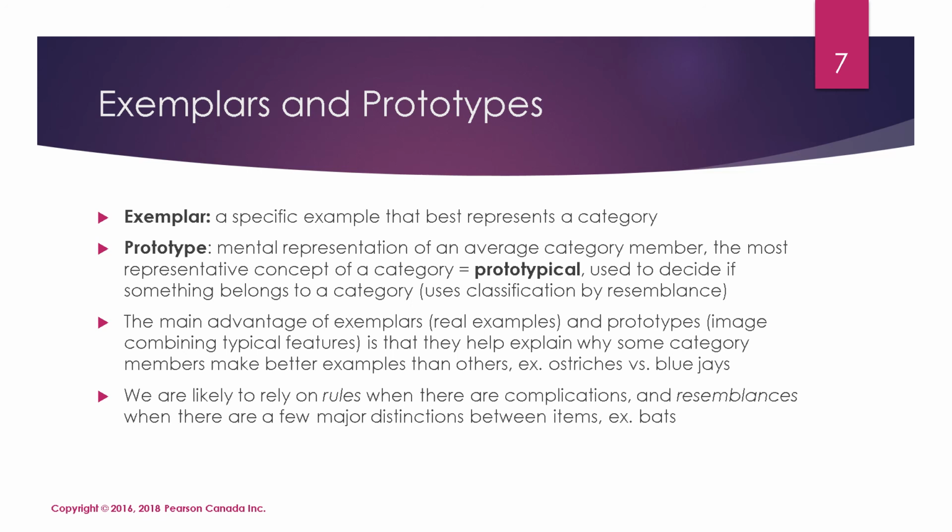In general, when we're categorizing things, we're likely to rely on rules, that rule-based categorization, when there are complications. When things are a little sticky and we really have to look for the minor details and resemblances, when there are few major distinctions between the items. For example, something like a bat is pretty close in definition to what we would consider the definition of a bird. So in that case, we'd probably have to use rule-based categorization because there's not as big of a distinction there. We have to look for the more minor details.